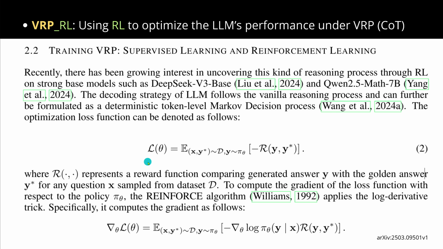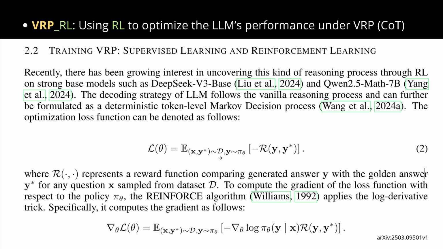R here represents the reward function, comparing the generated answer Y with the golden answer Y star, the ground truth, for any question X sampled from the dataset D. So this explains exactly this term here.